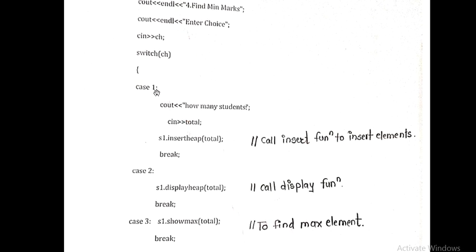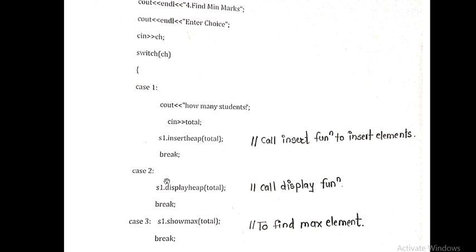So if it is case 1, that is the choice is given as 1, then we have to ask for the number of students, for how many students they want to insert the marks. That will be taken in total, and passed as a parameter to insert heap, so that many students' marks will get inserted in the heap. If our total is 10, then that 10 is passed to insert heap, and the marks will be taken from the user 10 times. That is why the student count is passed as a parameter to insert heap.